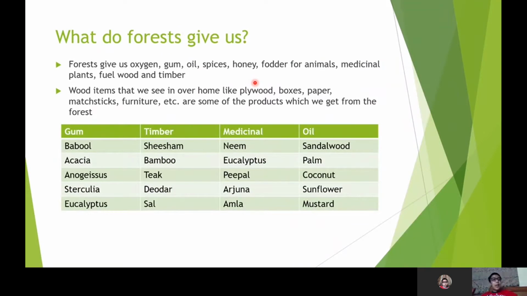What do forests give us? Forests give us oxygen, gum, oil, spices, fodder for animals, medicinal plants, fuel wood and timber. Wood items that we see in our houses like plywood, boxes, paper, matchsticks, furniture, etc. are some of the products which we get from the forest. As you can see in this table, in the first row, these are the products which we get from the plants, from the forest. And these are the various trees that we get these products from.